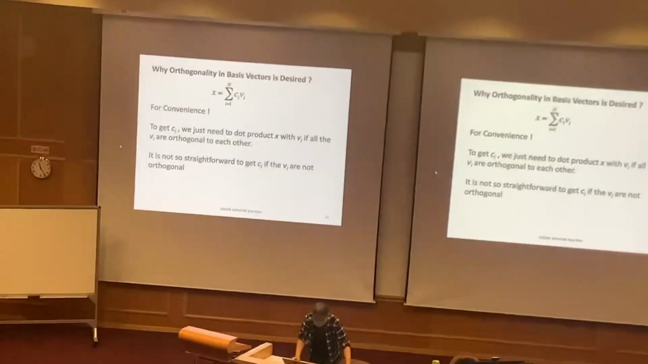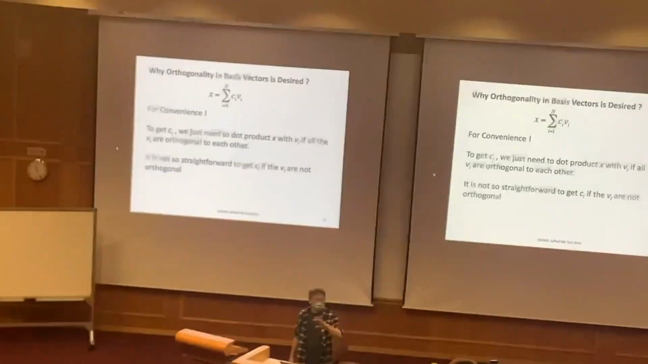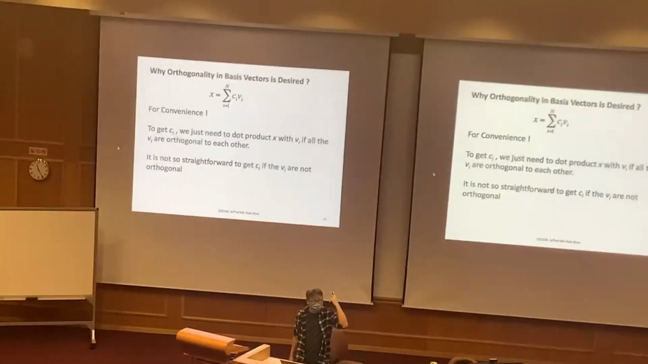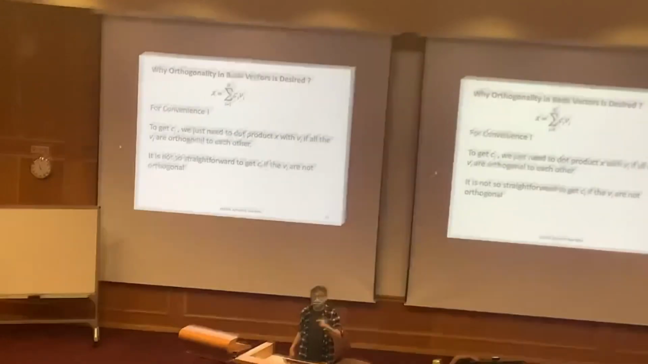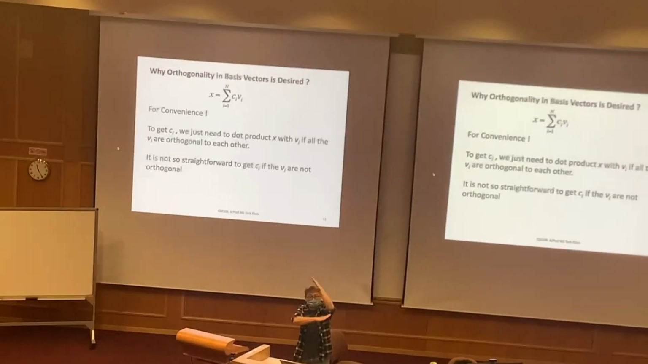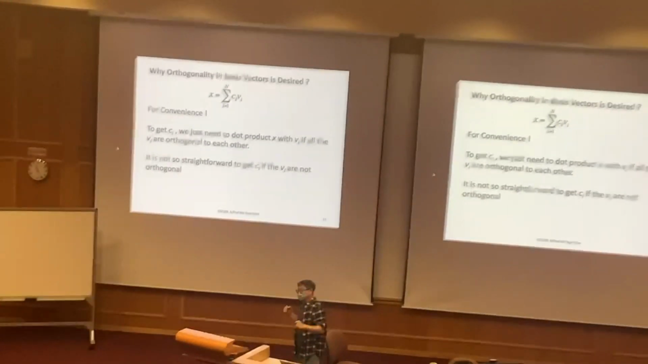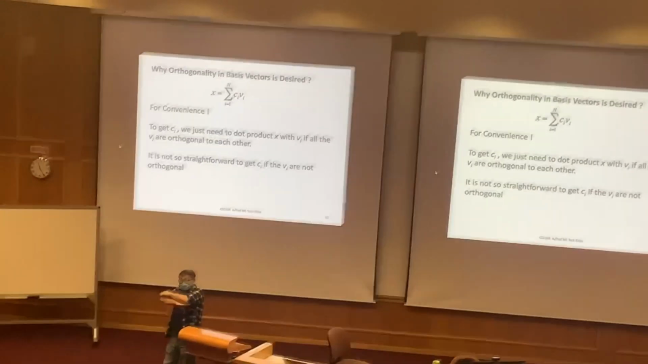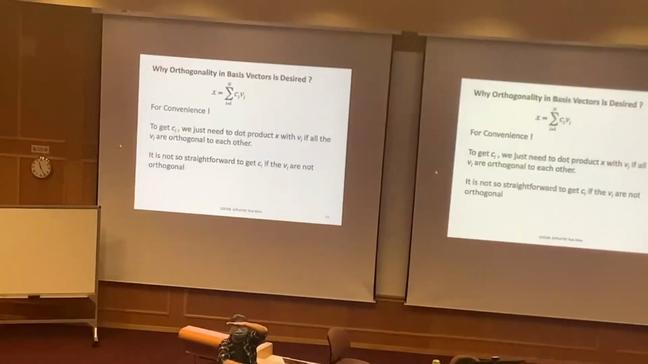So why is it desired? Because it's convenient. To get C, we just need a dot product. Can I assume all of you know what the dot product of 2 vectors is? You've done linear algebra. You know the cross product also, but we won't use the cross product here, we use the dot product. Dot product of 2 vectors means multiply and sum them. I'll be saying this a lot: multiply and sum. You multiply the 2 vectors point-wise and sum them up, that's the dot product.